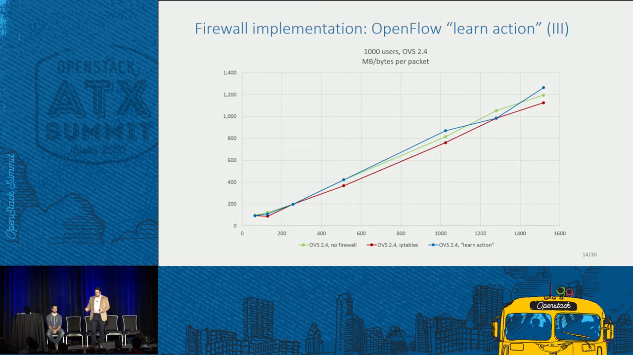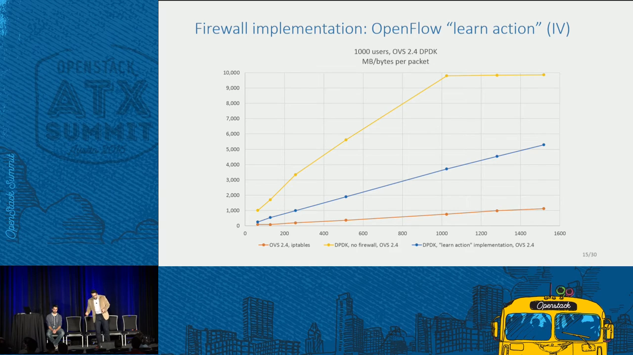In this case, I cannot explain how using the firewall performs better than not using firewall. But we run out of time, and because it's very time consuming, I cannot explain this. But you can see these three lines, these three curves, are very, very close.